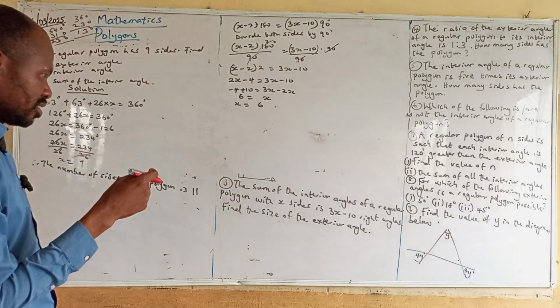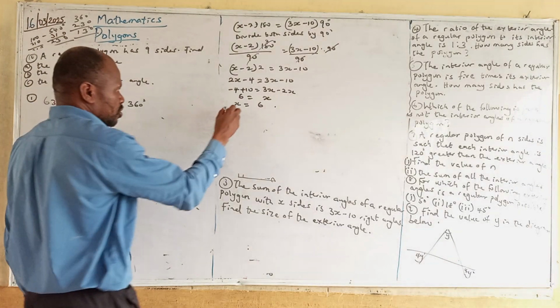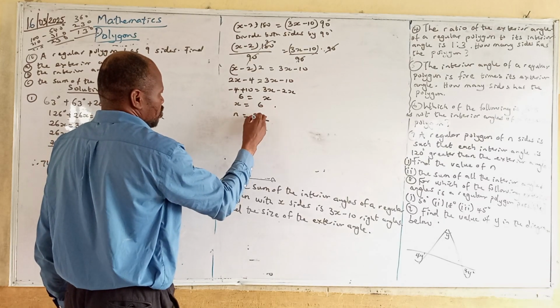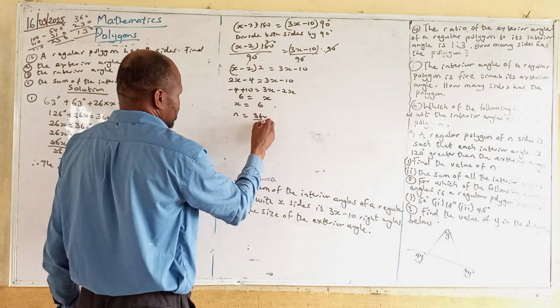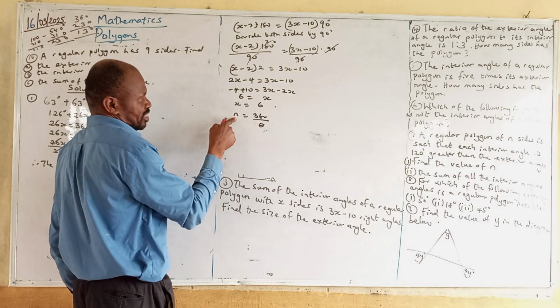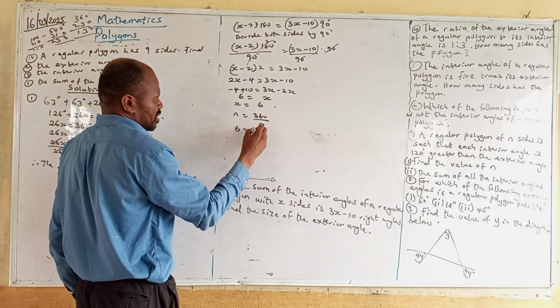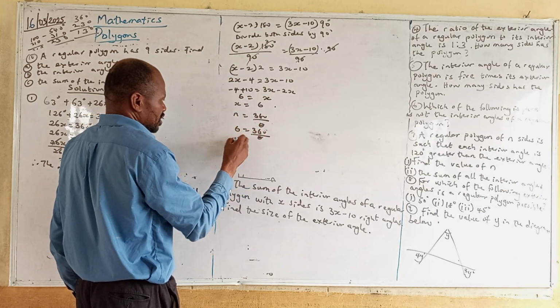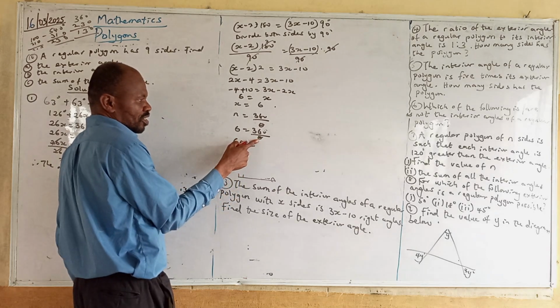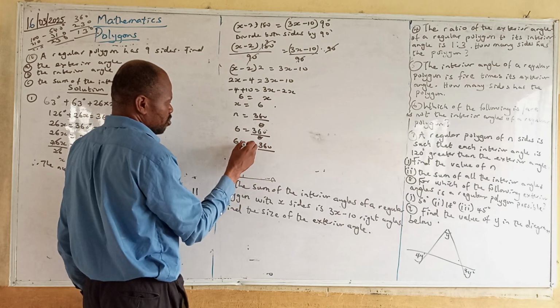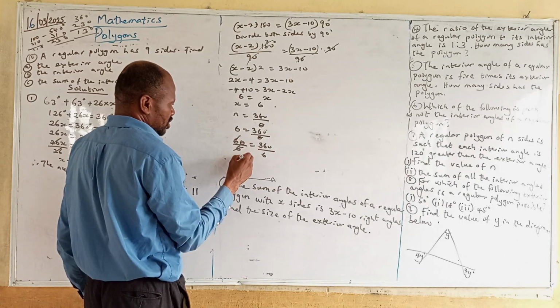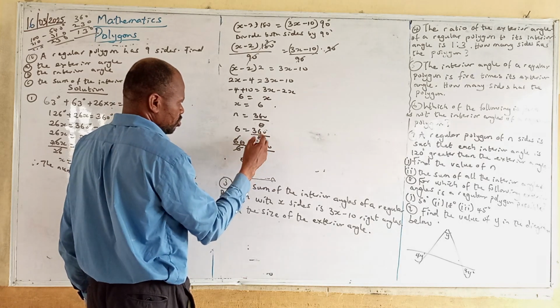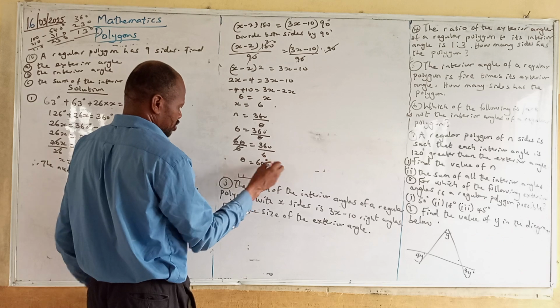So we have to find the size of the exterior angle. So n equals 360 over theta. N in this case is S, and that's 6 equals 360 over theta. So 6 theta, theta being the exterior angle, equals 360, then divide both sides by 6. So theta equals 60 degrees.